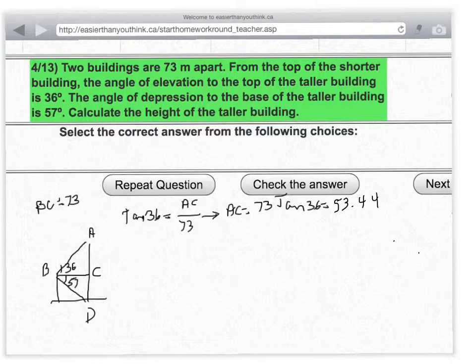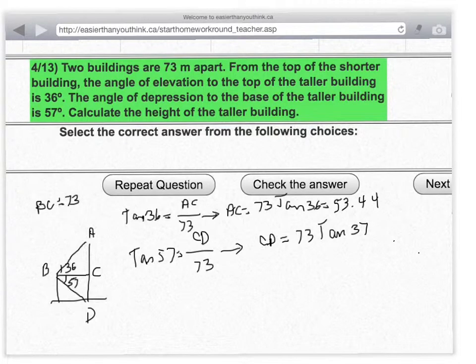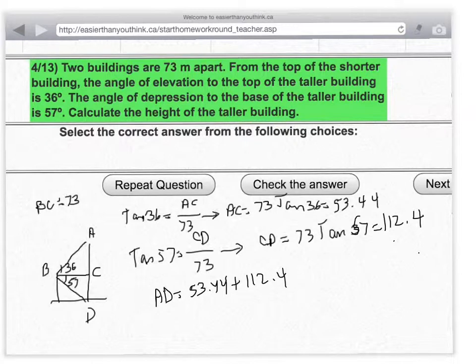Now, I'm going to use the lower triangle, and I'm going to try to find CD. So tan 57 is equal to CD over 73, and again, cross multiply, I get CD is equal to 73 tan 57. This is going to give you 112.4. Now, the height of the tall building is AD, which is AC, which is 53.44, plus 112.4, which is going to be 165.4. 165.4 meters.